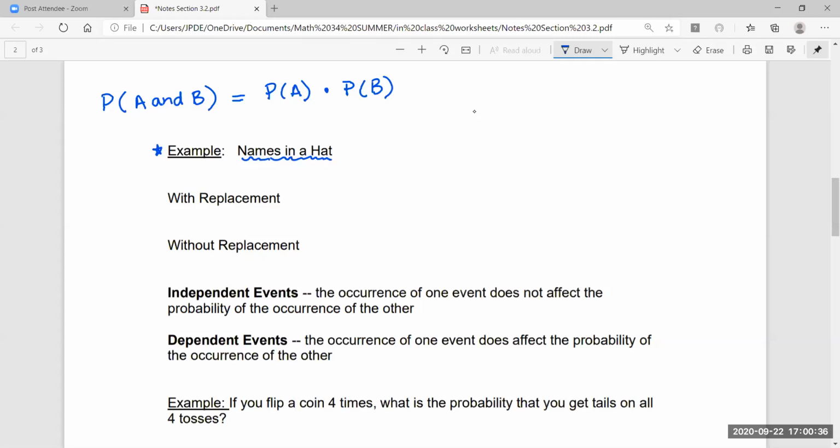So I'm going to talk about this example of names in a hat. I will often reference this example because with probability, if you can visualize this situation, you can apply it to other situations. So let's say I have this big hat here, or a bucket, or some kind of bowl. And I put little slips of paper in here with everybody's names that are in our class.